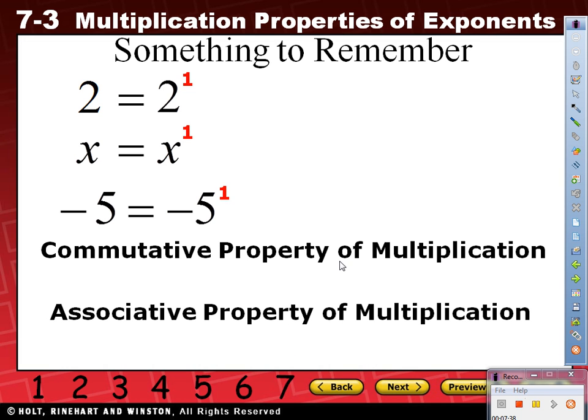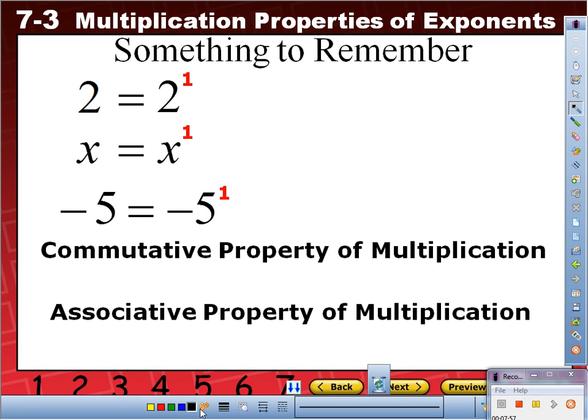So here we go. Commutative property of multiplication. What does that say? And once again, these properties, you've seen them already, but I'm referring to them again because today we're going to be using them for today's property. Here we go. Can you put that away, please? Thank you. Here it goes.